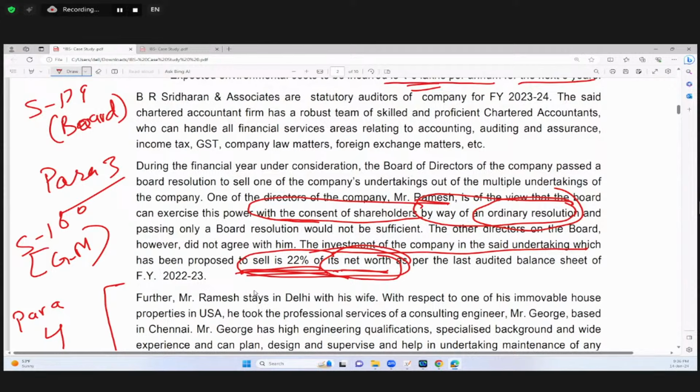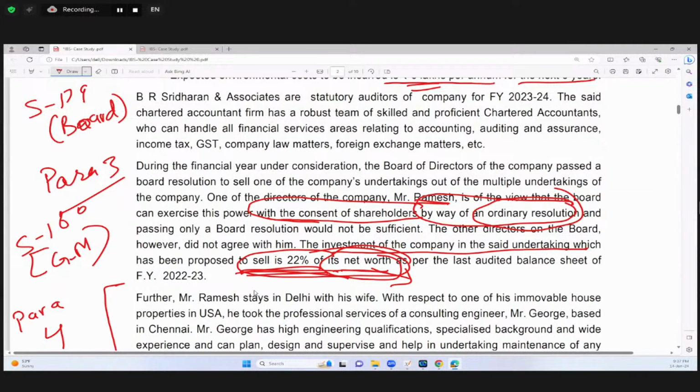Net worth means the aggregate of the paid up share capital, free reserves which are ready for distribution, and the securities premium account. Items which we have to reduce from this aggregate are accumulated losses, deferred expenditure, or miscellaneous expenditure. So we have discussed the definition of net worth, but that is not required. I just told you for conceptual clarity about what net worth is.